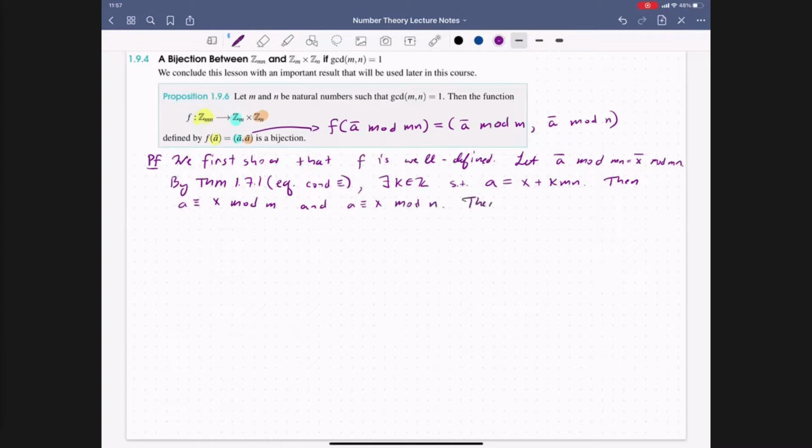Therefore, evaluating at a bar mod mn is the same as evaluating at x bar mod mn, because the output is going to be a bar mod m, and for this one it's going to be x bar mod m. But we know that a and x are both congruent mod m, so they're the same exact congruence class. So we got that the first ordered pair is the same, and the same argument holds for n. So we do have that this here is an equality. That shows that this is well defined. So f is well defined.